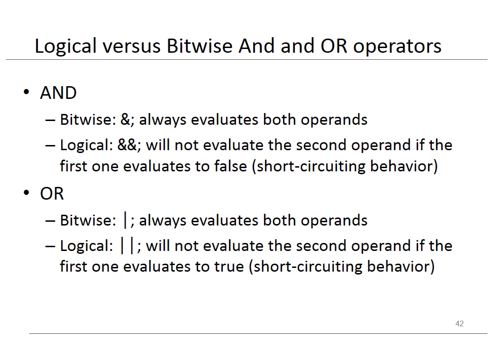Likewise, the logical OR operator will not evaluate the second operand if the first one evaluates to true, since it then already knows that the outcome will be true anyway. This behavior is referred to as short-circuiting behavior and allows to speed up the performance or handle possible error-prone expressions.